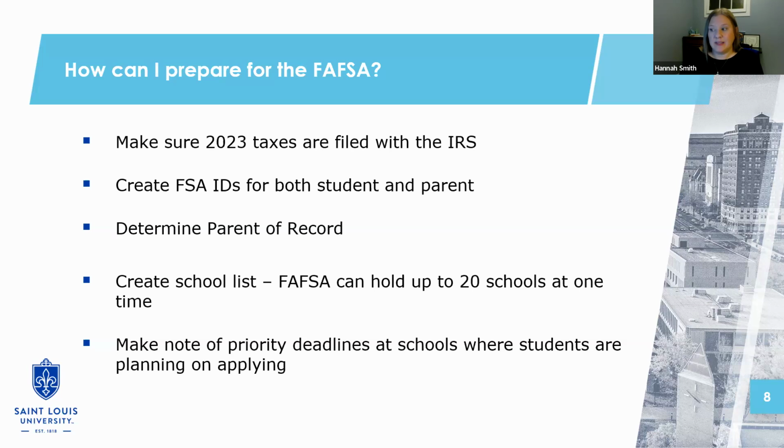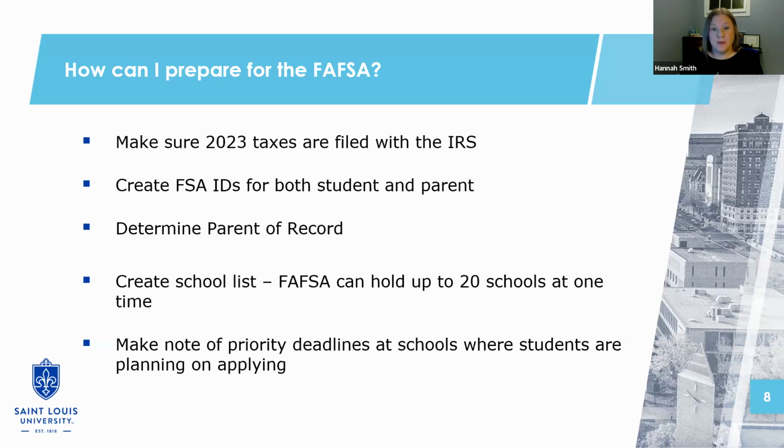Parent of record is also something that is helpful to figure out, who is going to be the parent that's listed on the FAFSA form prior to actually getting in there and filling it out. So the parent of record, and this is only applicable for students whose biological or adoptive parents are divorced or separated or have never been married, they're going to determine as a family which parent provides more financial support for the student. And that's going to be the parent of record on their FAFSA form. The other parent would not have to be included. Their income or tax information or asset information would not need to be included.